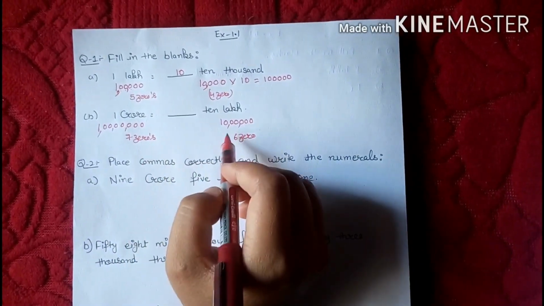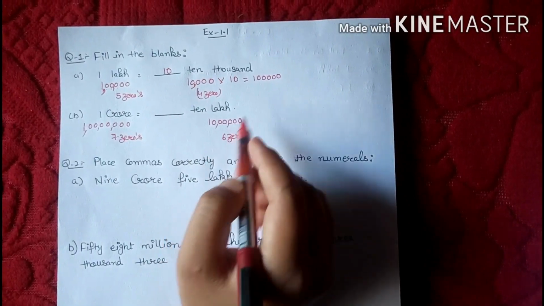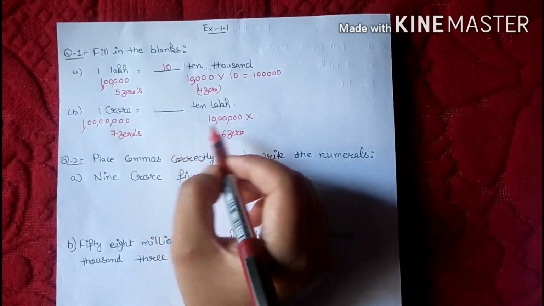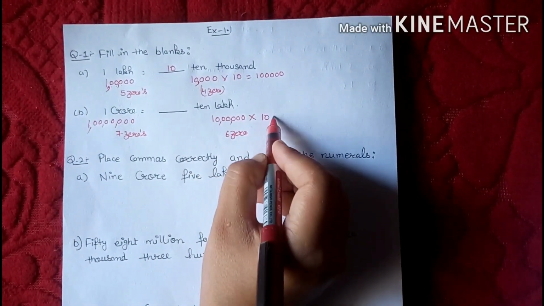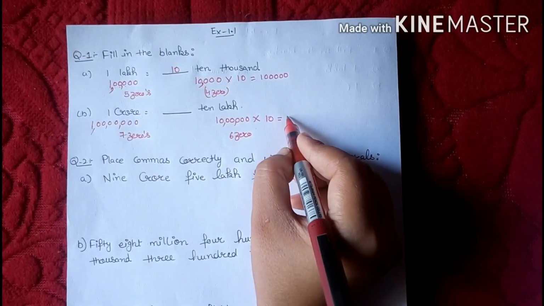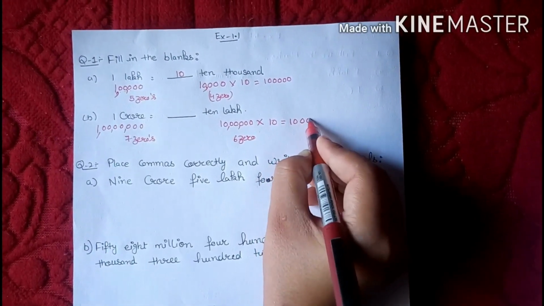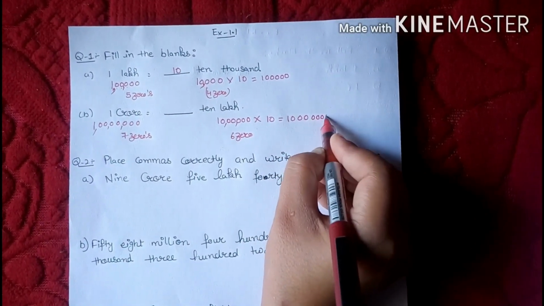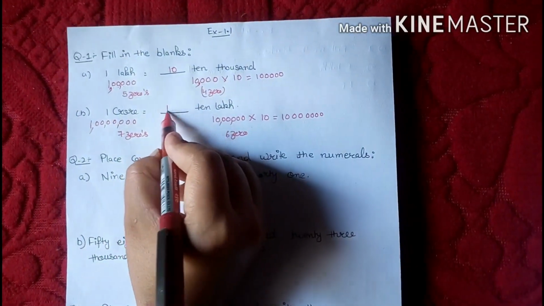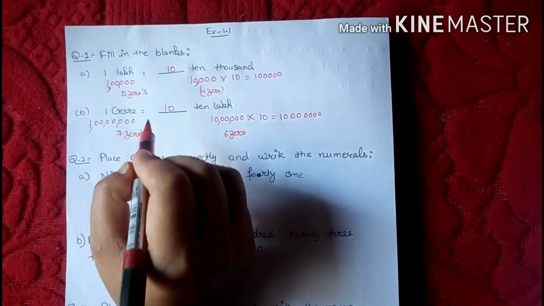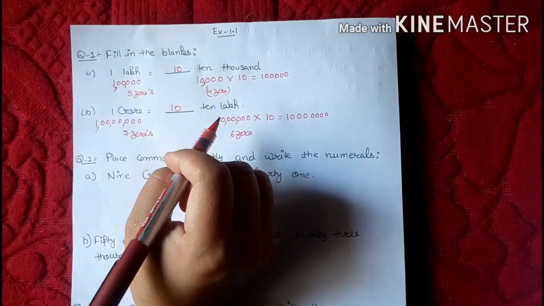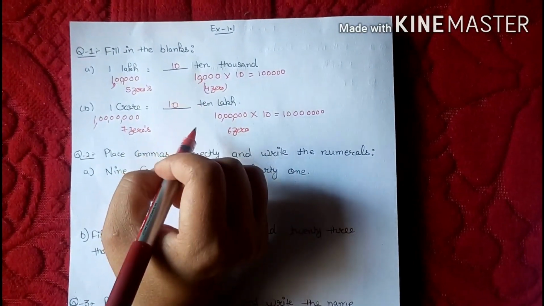Again, to make it equal, what will we do? We'll multiply the 10 lakh with 10 to make it equal to 1 crore. Yes. So it means 1 crore is equal to 10 lakh. I hope, my students, you understood this question.